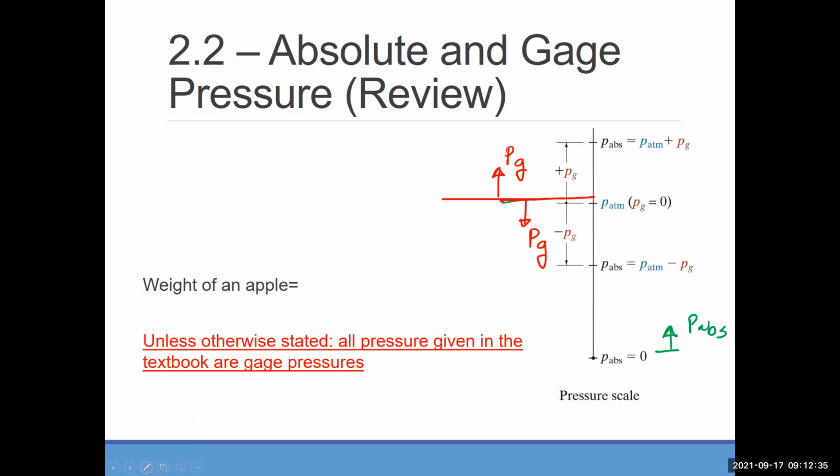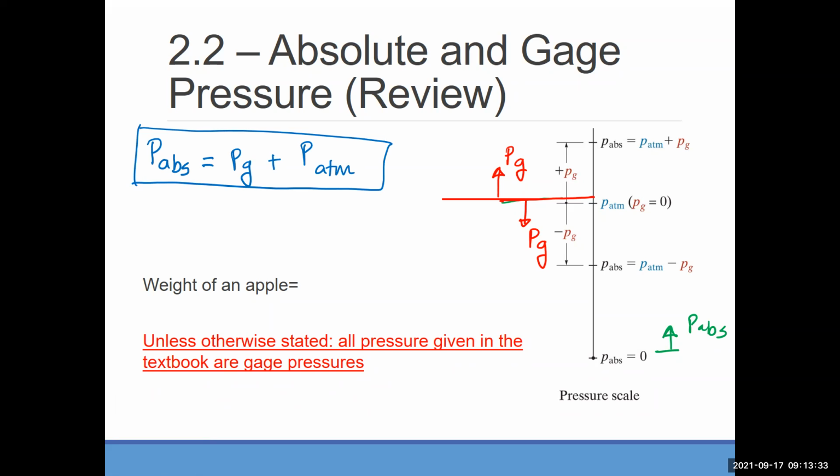And we also know there is a relation. What is the relation between P absolute and P gauge? What do I need to add or subtract? Gauge pressure is when we measure something from the atmospheric pressure. So if I want to get the absolute pressure, I need to do what? Add the atmospheric pressure. Yes. So that is the relation. We already know that. So this is a quick review.